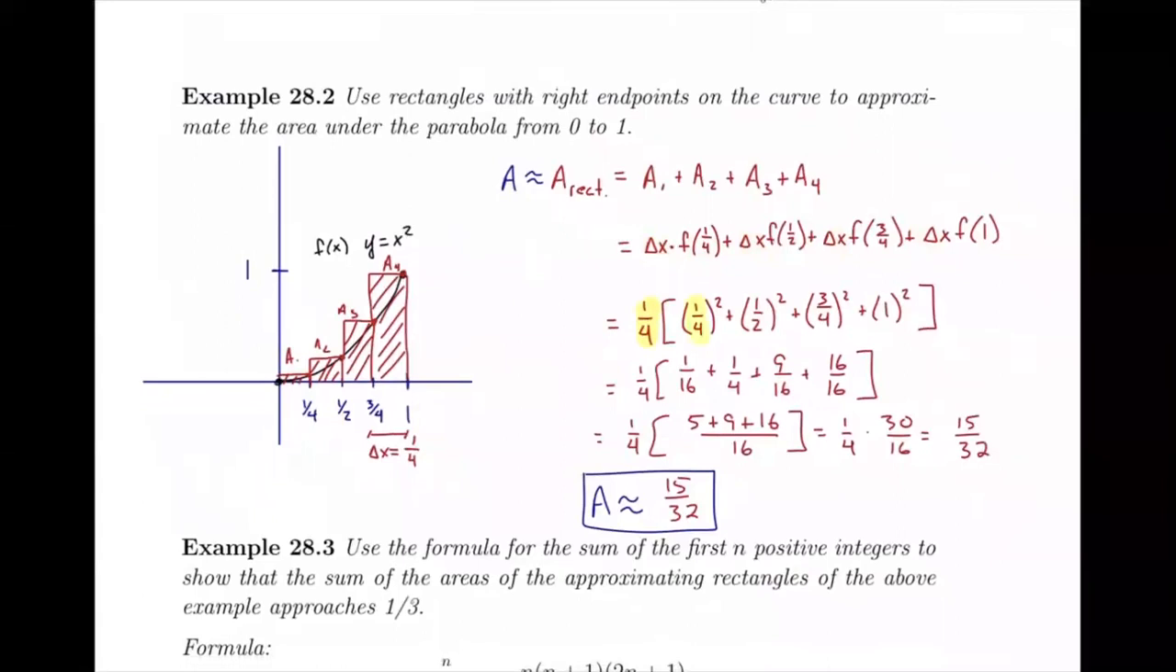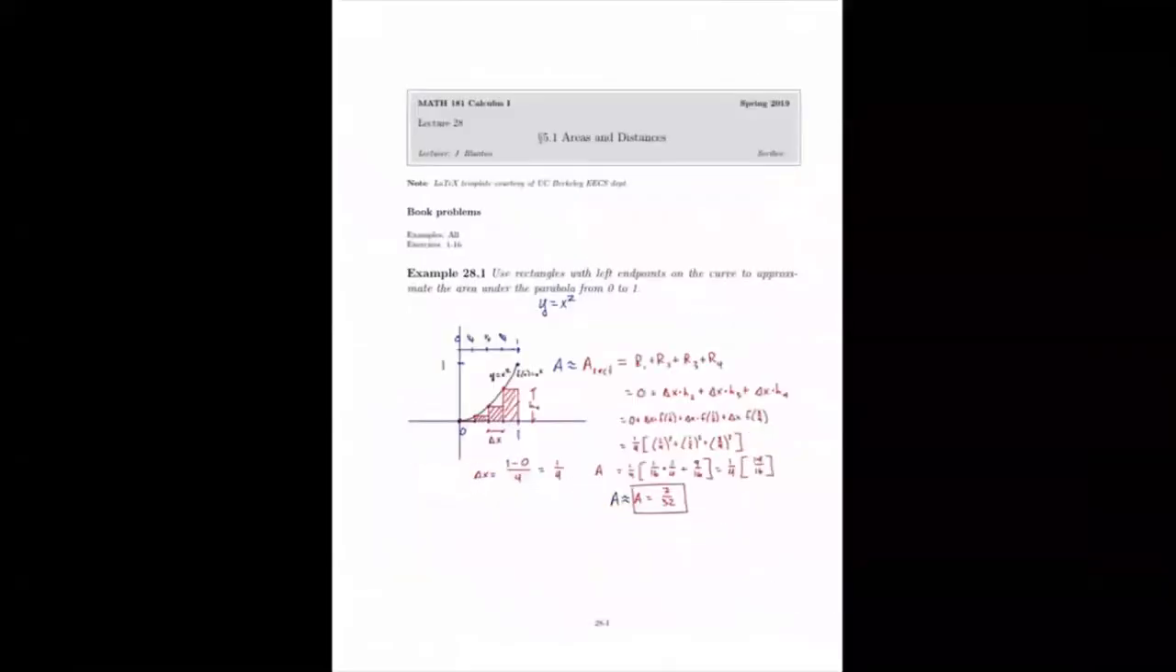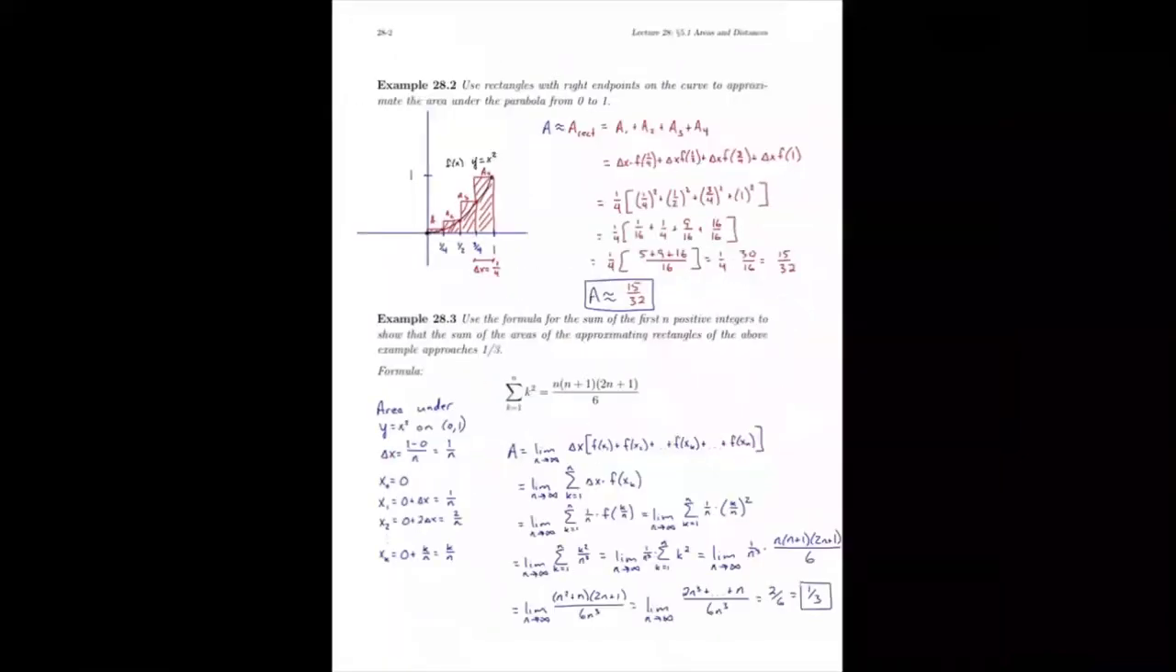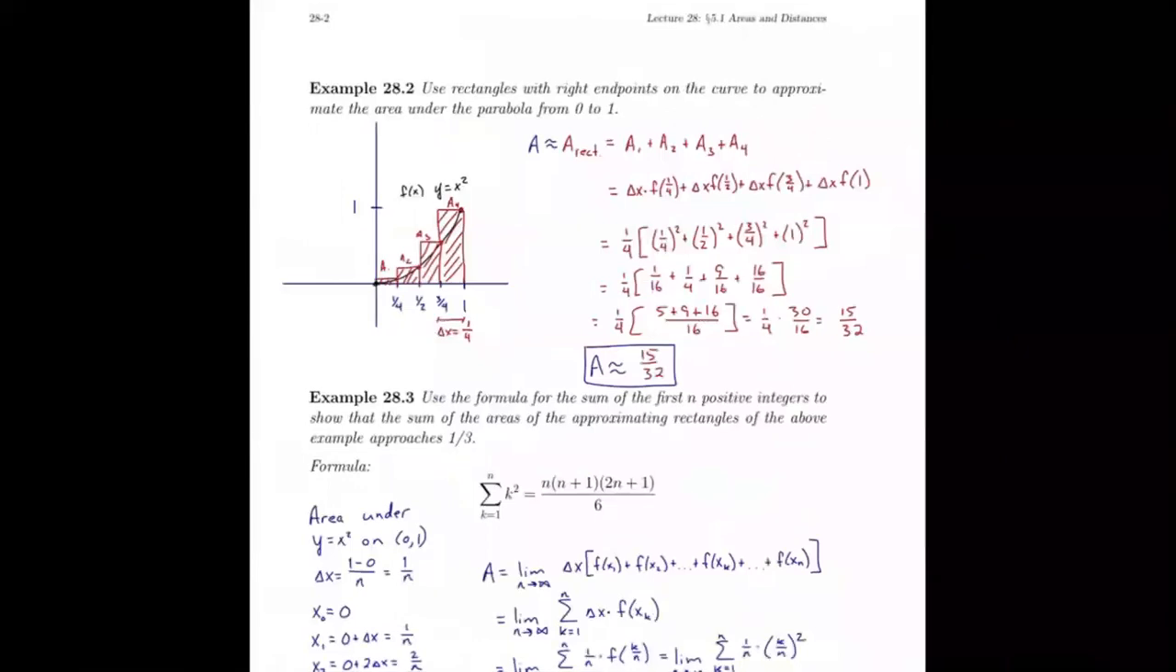We add f of 1/4, f of 1/2, f of 3/4, and f of 1. Those are all just those numbers squared, because f of x equals x squared. And when we're done simplifying all of this, we get 15 over 32. And it's worth noting that our previous approximation was 7 over 32. So we indeed approximated less area with the left endpoint approximation than with the right endpoint approximation, and we used the same number of rectangles. So obviously the two methods work out to different values, provided we only use a finite number of rectangles.